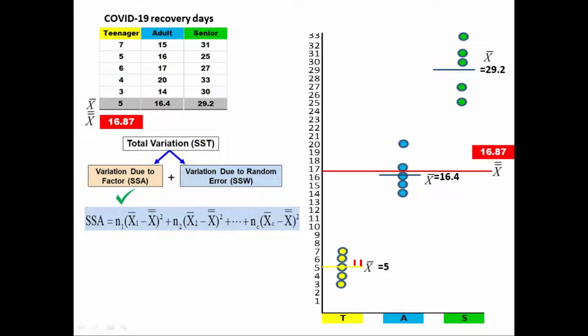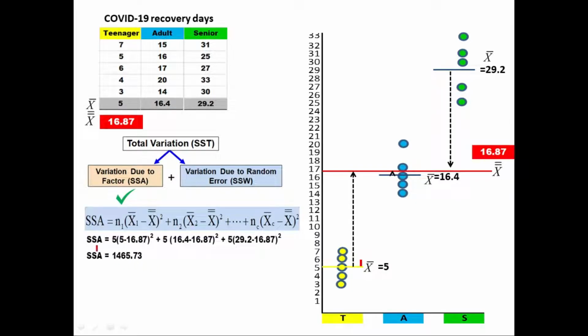Let's see this in graphic, the first one. This is the mean for the first group. We compare it with the overall mean. The red one is the overall mean. Okay, we see the distance. The second distance is when we compare the mean for adult with the overall mean. The last one compares the mean for senior with the overall mean. So by graphic we can see it like that.